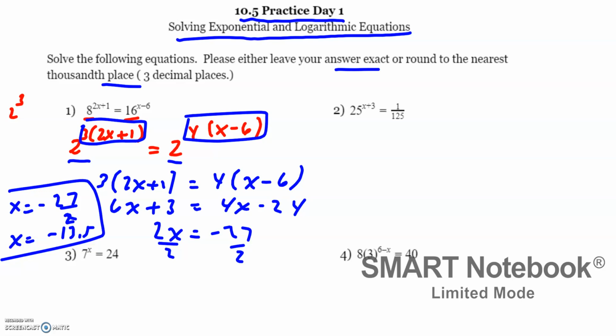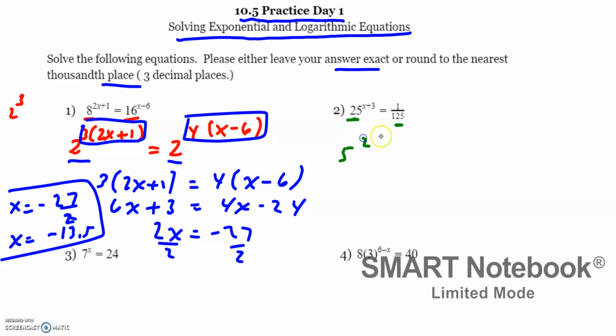The second example, we again have an exponential equation, and we could introduce logs on both sides. That's always the first thing I think about. But is it possible if instead of logs that we could write both of these numbers as the same base, like we did in number 1? When I see 25, the first thing that pops into my head is 5 squared. So let's try it. The x plus 3 is still there.